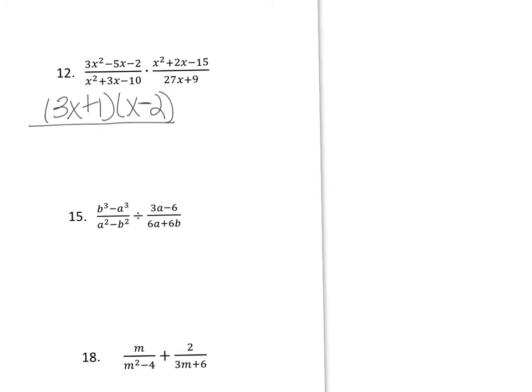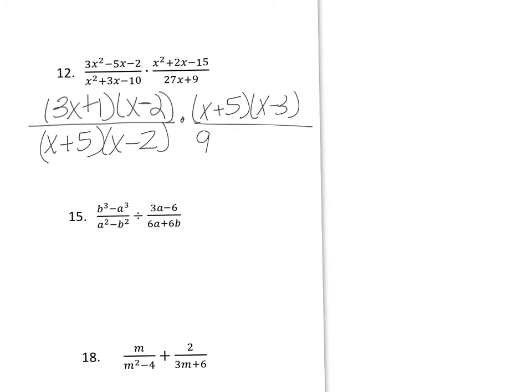And then what two numbers multiply to negative 10 and add to 3? That's x plus 5 and x minus 2. And then what two numbers multiply to negative 15 and add to 2? X plus 5 and x minus 3. And then I can factor 9 out of that, and we get 3x plus 1. So this is the point where we would decide what numbers x cannot equal. X cannot equal negative 5 from the x plus 5, positive 2 from the x minus 2, and if I solve 3x plus 1 equal to 0, I get negative 1/3. And that's our list of domain restrictions.